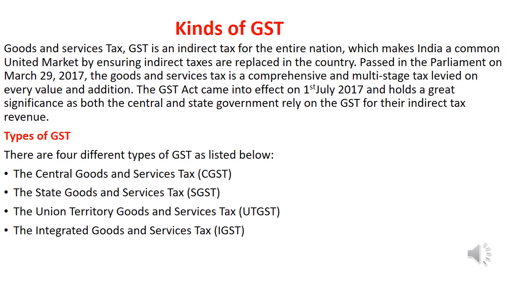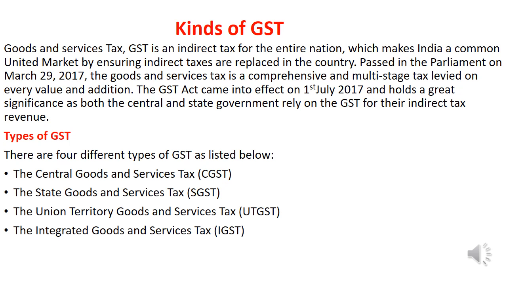Passed in Parliament on 29th March 2017, Goods and Services Tax is a comprehensive and multi-stage tax levied on every value addition. This GST came into effect on 1st July 2017 and holds great significance, as both central and state government rely on GST for their indirect tax revenue. GST is an indirect tax and it acts as one united market for the whole country. It is a common indirect tax and it replaced many other taxes.